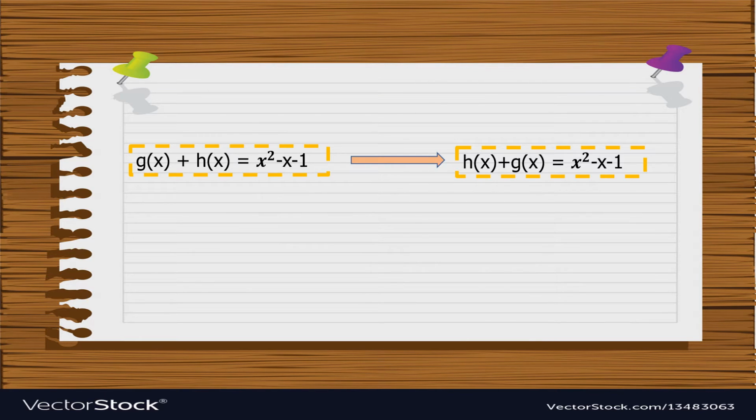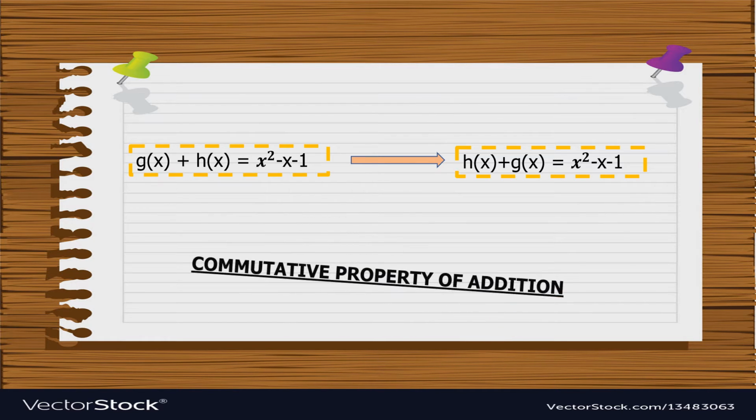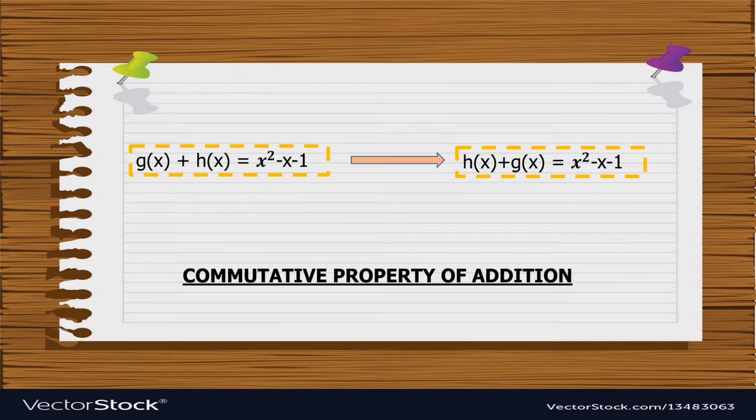G of x plus h of x and h of x plus g of x. What did you notice about their sum? Very good. They have the same result. According to this property, if the numbers are added in any order, the result is the same. And what is that property? Very good. Commutative property. And commutative property is applicable over addition.